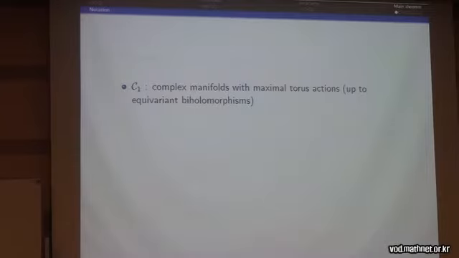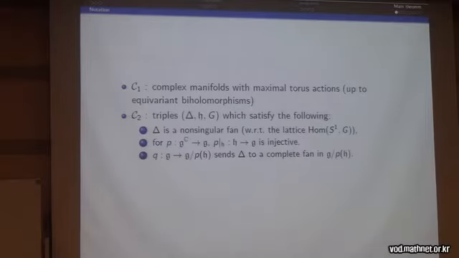To state my result, let me introduce several notations. Let C1 denote the complex manifolds with maximal torus actions. So this is what we want to consider. Let C2 denote the triples which satisfy the proposition as I showed before. And we have a map from C1 to C2. Namely, we assign to M and G a triple: this is a fan, this is a vector space, and this is a Lie group G.